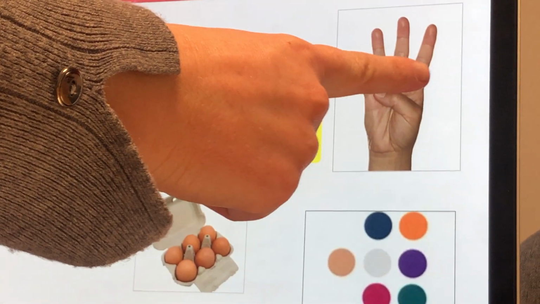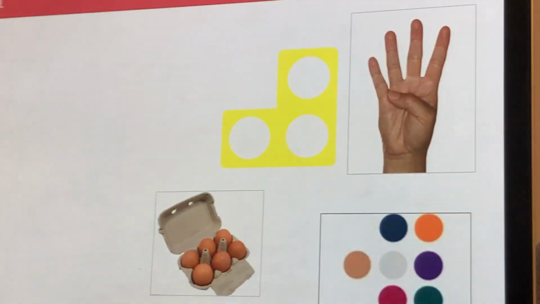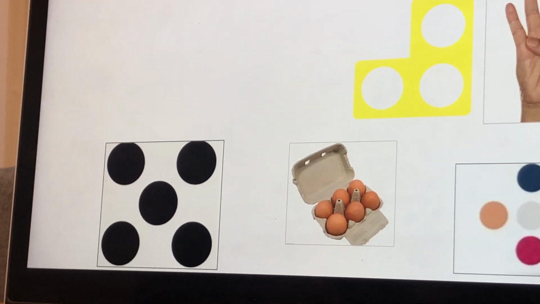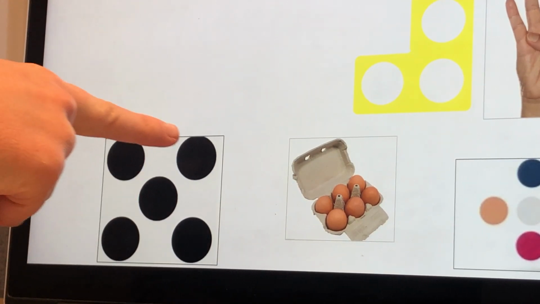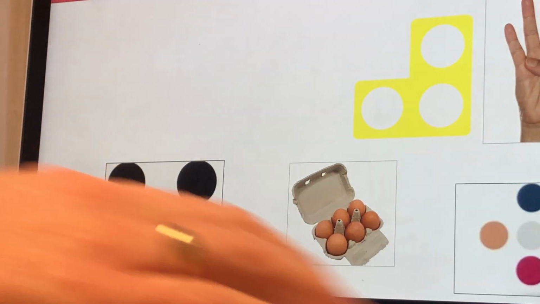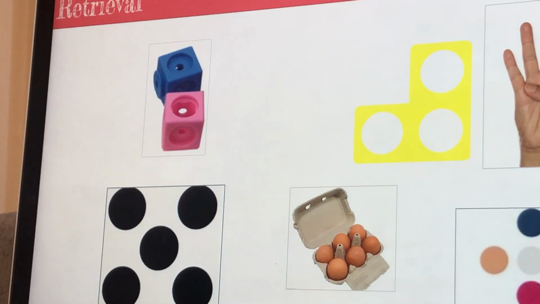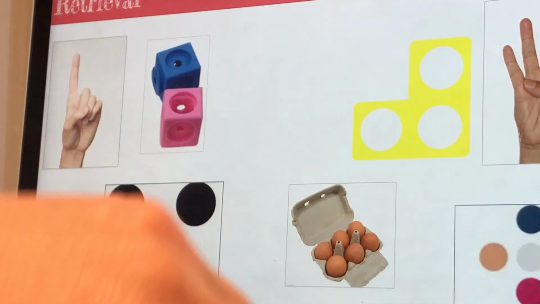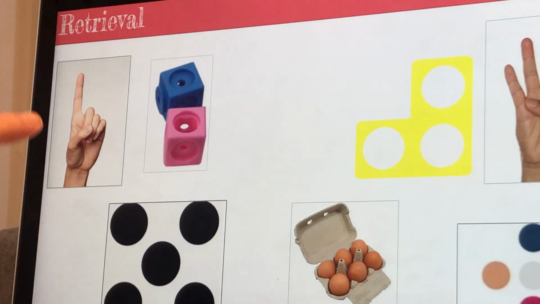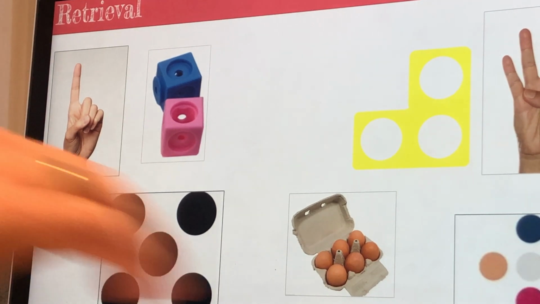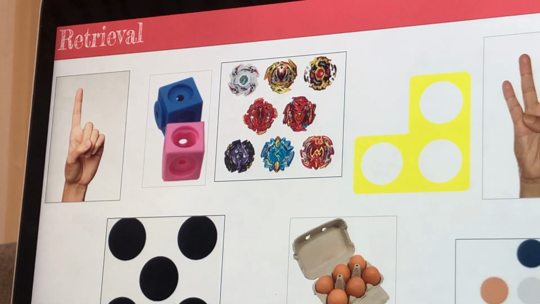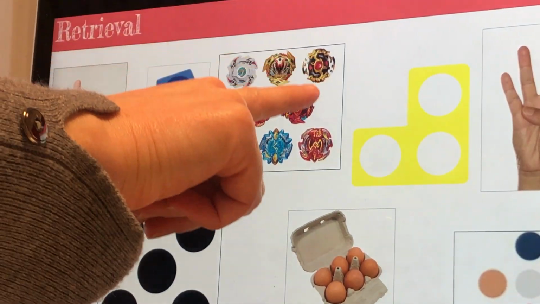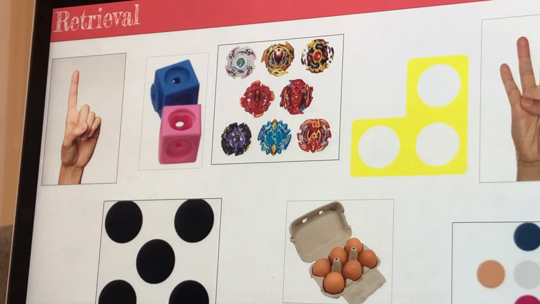4. 1, 2, 3, 4. 5. 1, 2, 3, 4, 5. 2. 1, 2. 1. 1. 8. 1, 2, 3, 4, 5, 6, 7, 8.